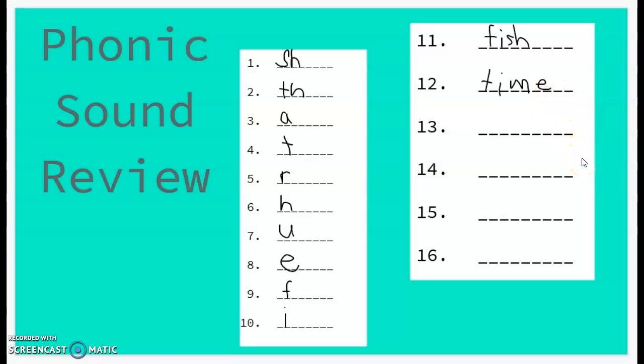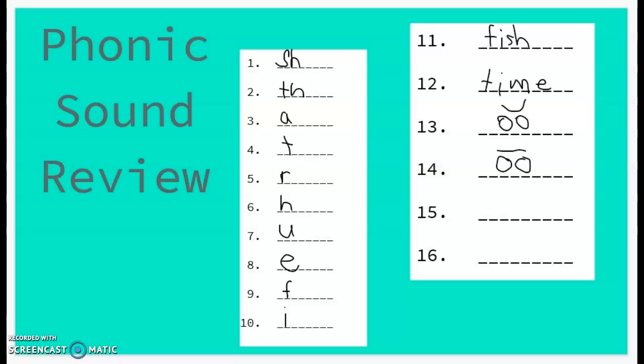Number 13. Yes, our double O. This double O has a breve over it. Number 14. Ooh. Double O. This double O has a macron above it.